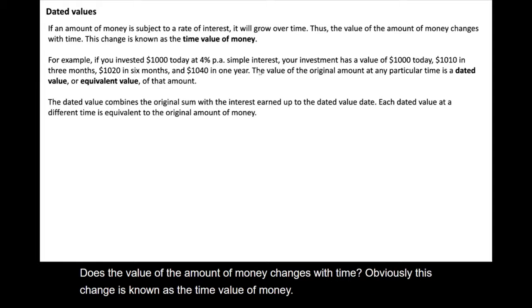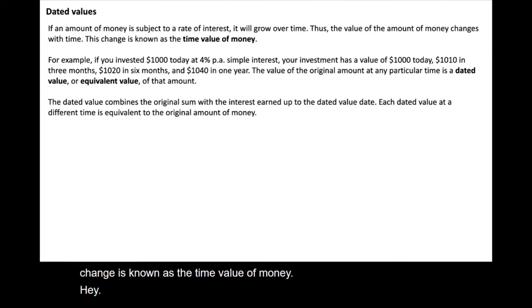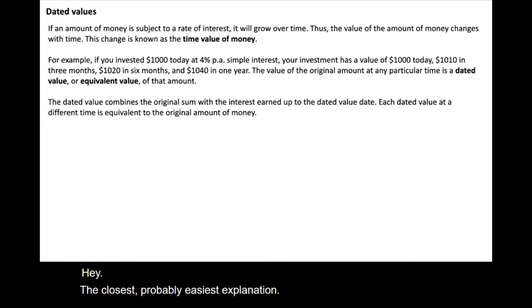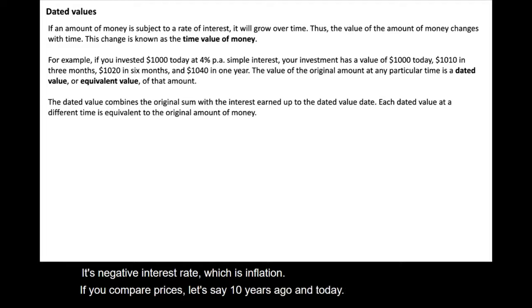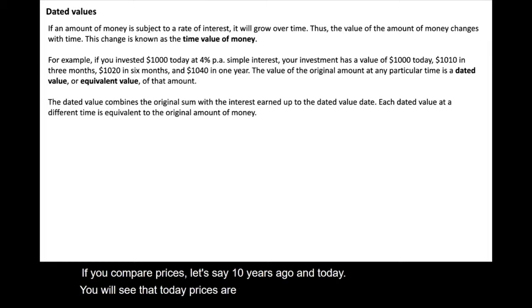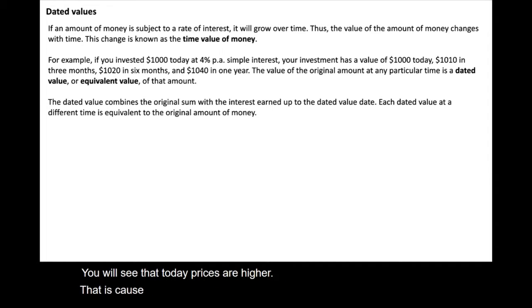Okay, the closest, probably easiest explanation, is negative interest rate, which is inflation. Like if you compare prices, let's say 10 years ago and today, you will see that today prices are higher. That is because of inflation.